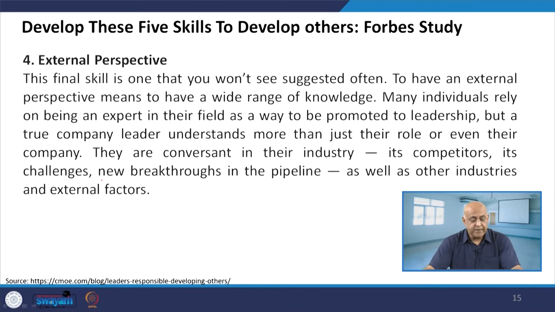Now, an external perspective means to have a wide range of knowledge. It's a rainbow. It is not one color. It is the VIBGYOR: violet, indigo, blue, green, yellow, orange, red. So, many individuals are experts in their field, but they have different colors and completely understand more than just their role. It is not that I like only the yellow color or only the blue color. No, I am the rainbow, I am the umbrella, right?